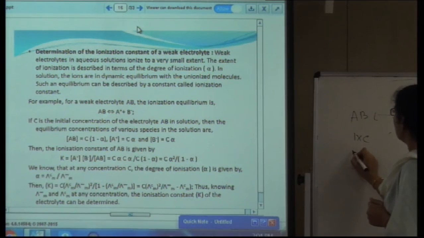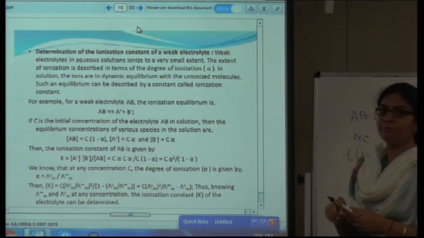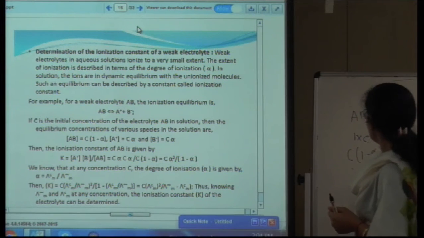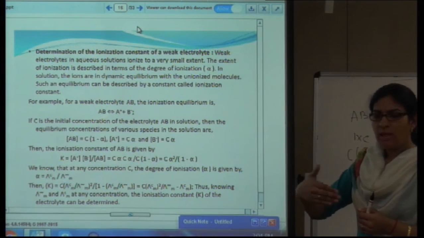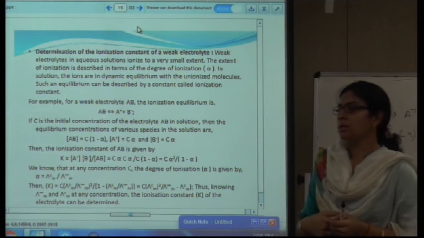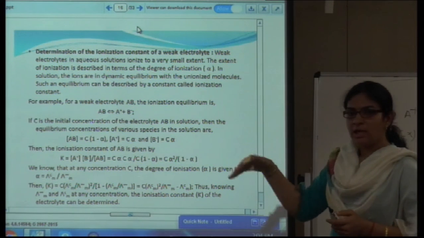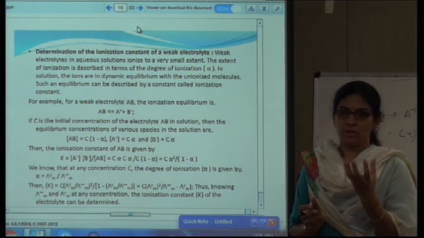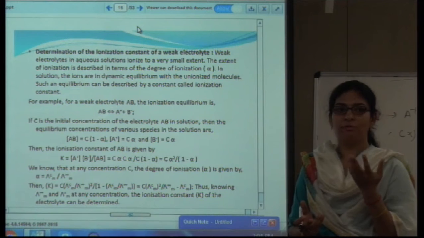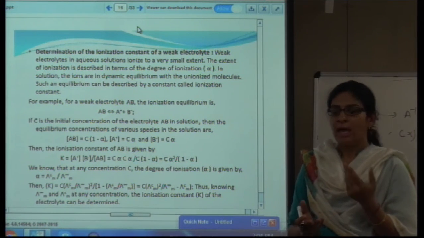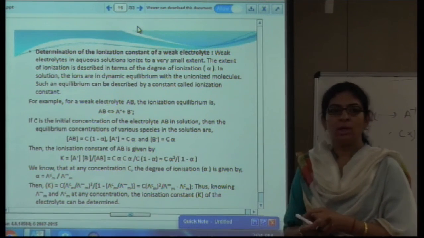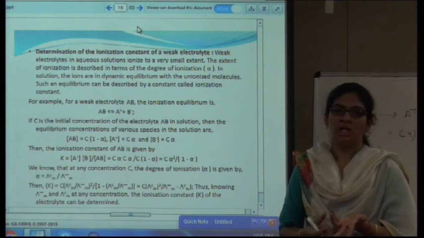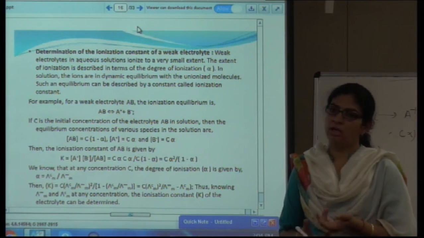This is then C into 1 minus alpha. Left, which is dissociated, is C alpha and C alpha, and undissociated is C into 1 minus alpha, right? So you take the ratio. If any reaction is in equilibrium, you define what? Equilibrium constant, and in this case you will call it what? Because the reaction is what? Ionization, you will call it ionization constant.